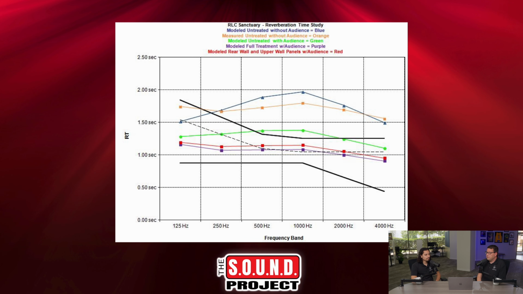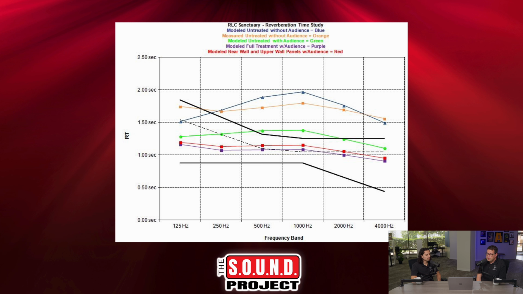This is a graph of the reverb time. The dark blue line there is the modeled untreated without an audience, so that's what we predicted the room was going to be like. And then the orange line was the measured untreated without an audience. What you want to see in these graphs is these lines tracing each other pretty well, and they do. There's a little bit of variance there, but that could just be the difference between seating absorption or different materials that were used in the construction.